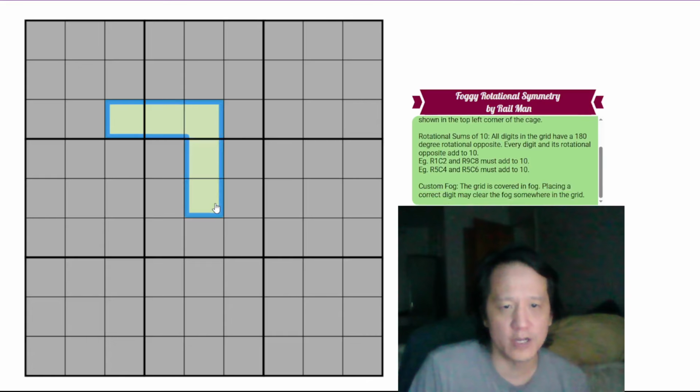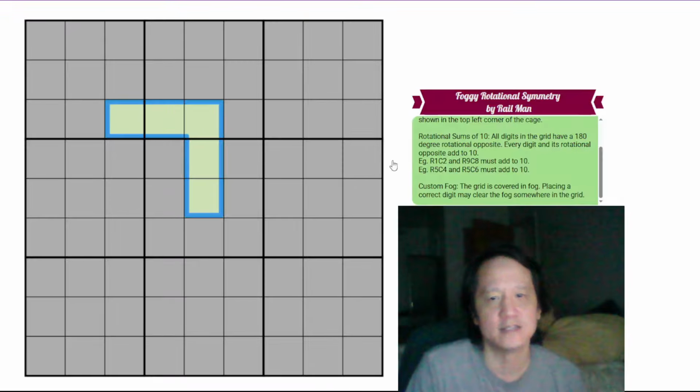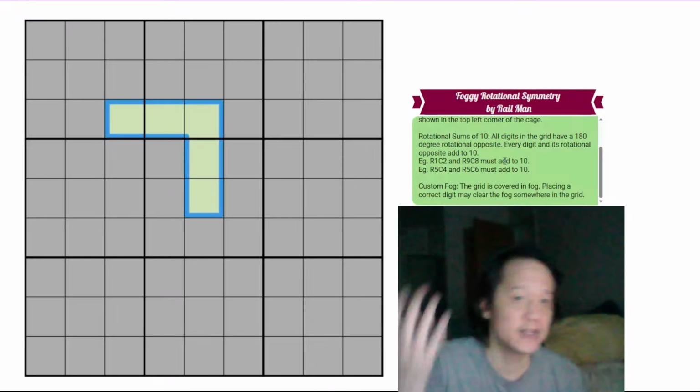So, say this was a cage. The sum of these digits would have to add up to what is in the top left corner of the cage. But we don't know what that is right now, because we don't have any, it's all fog.